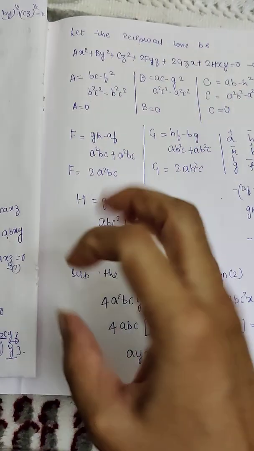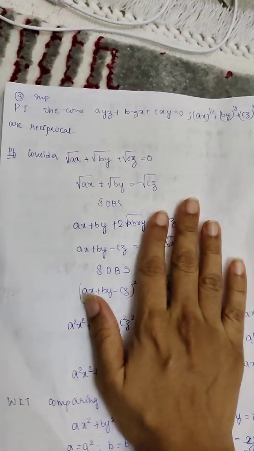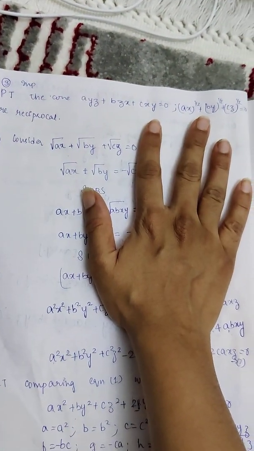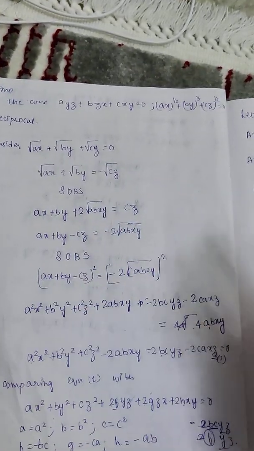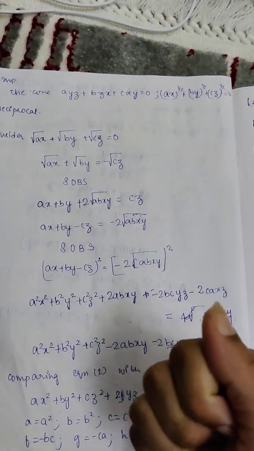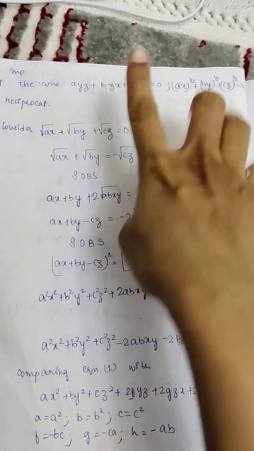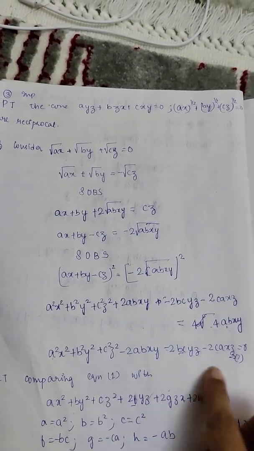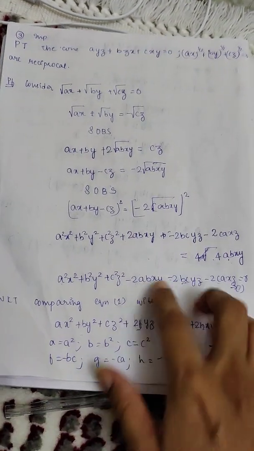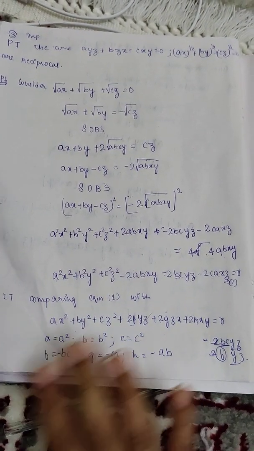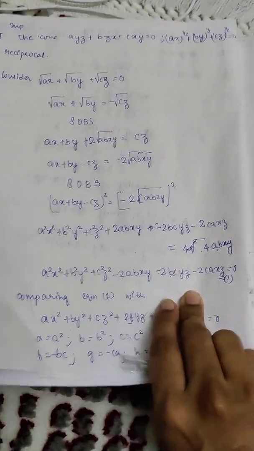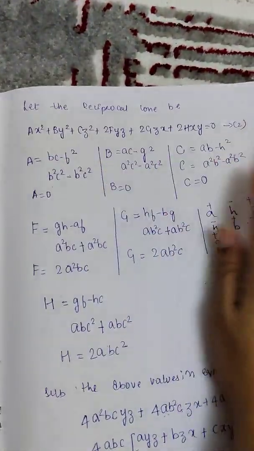I'm just telling you what all you need to remember, girls. Suppose he's asking you to find out the reciprocal cone, it's a very important problem. Step 1, convert into the general form so that the reciprocal cone will become very easy for me to find out. So whatever I'm doing over here in the particular steps is to convert into the general form. And then I'm going to compare it with the general equation of the cone, so that small a, b, c, f, g, h is found out.